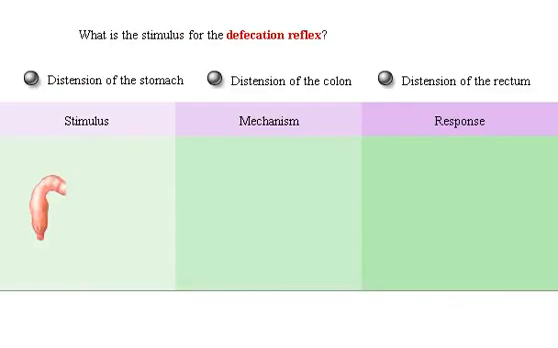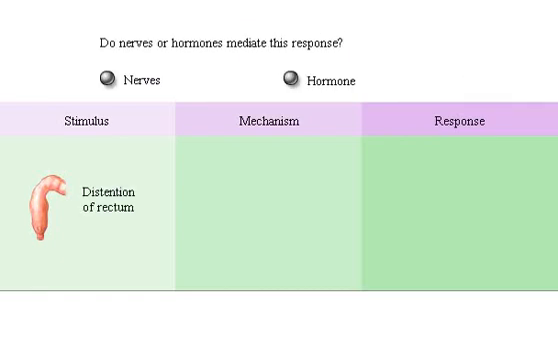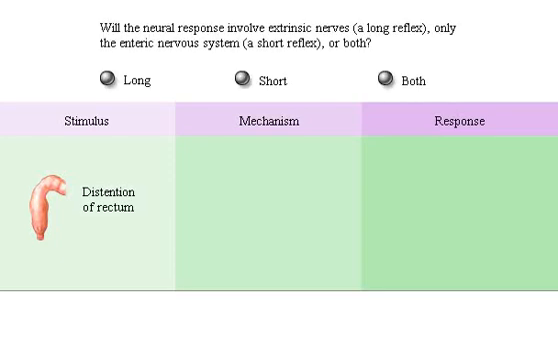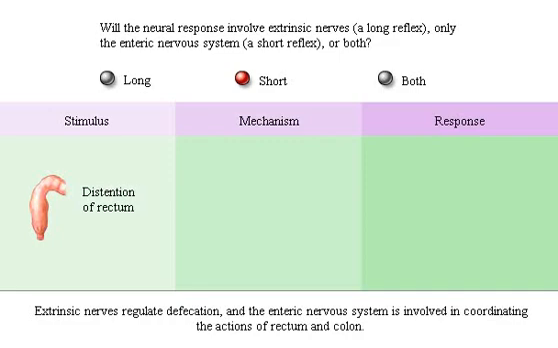What is the stimulus for the defecation reflex? Do nerves or hormones mediate this response? Will the neural response involve extrinsic nerves, a long reflex, only the enteric nervous system, a short reflex, or both? Extrinsic nerves regulate defecation, and the enteric nervous system is involved in coordinating the actions of rectum and colon.